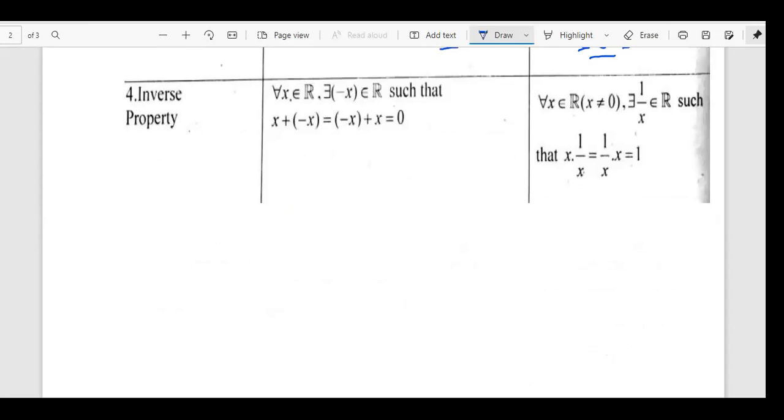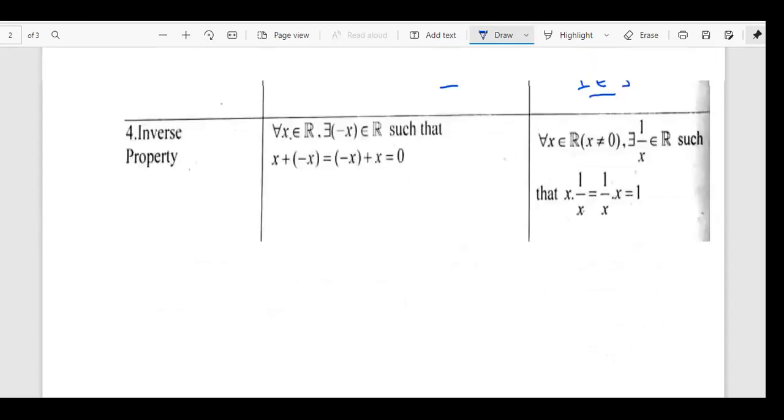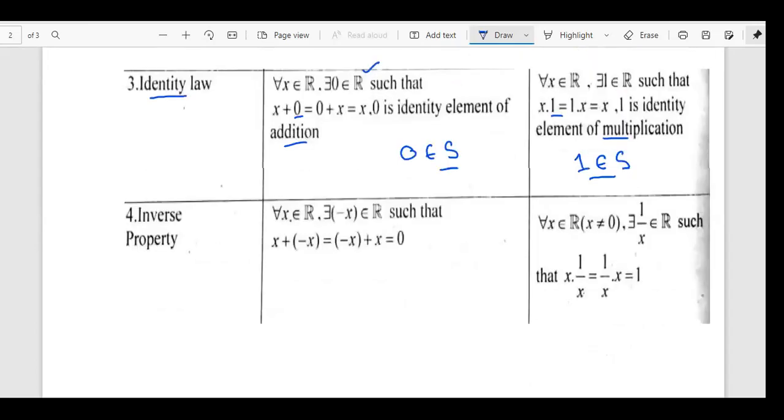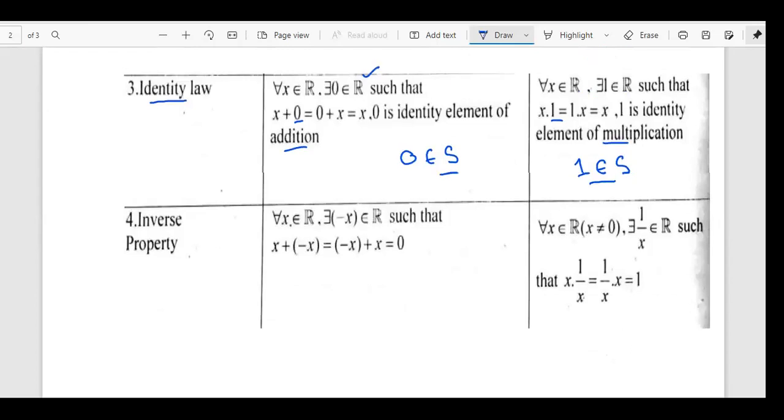Yes, but one more question. You said this 0 should belong to the set of real numbers. So what are the situations where 0 doesn't belong to the set of real numbers? The identity law, right? For the identity law.